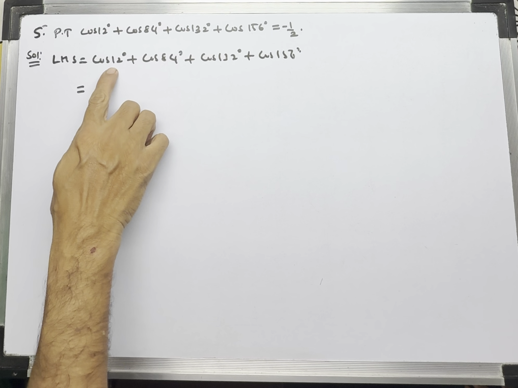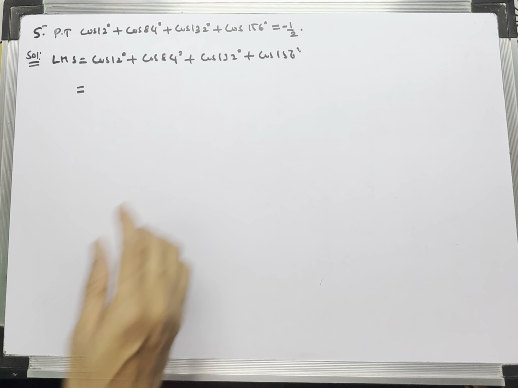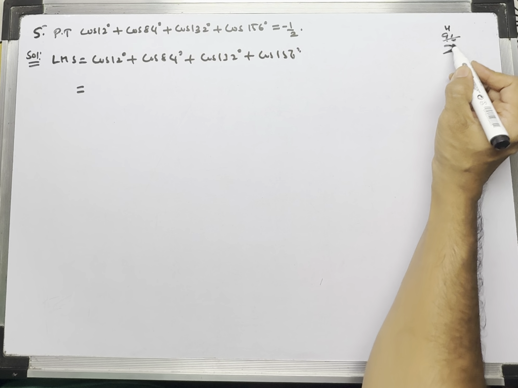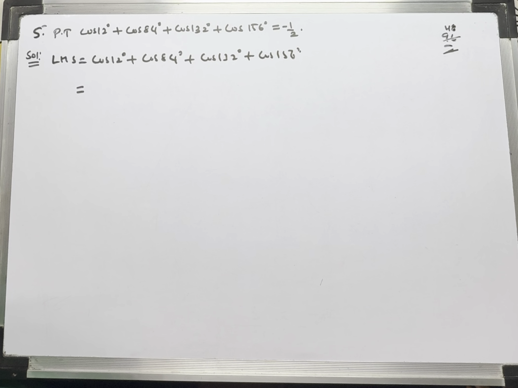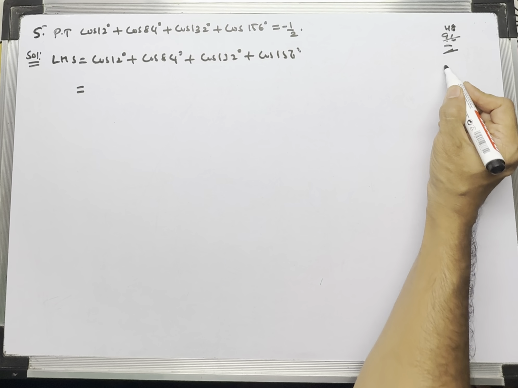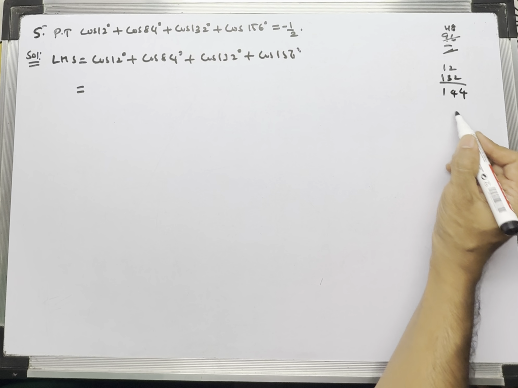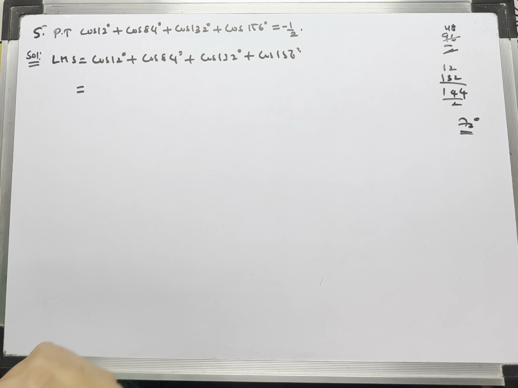If we add 12 and 84, that is 96. 96 by 2 is 48 degrees. We don't have a 48 degrees value. So then we'll add 12 and 132: 144 divided by 2 is 72 degrees. We have the 72 degrees value and the 18 degrees value. So what are those values?